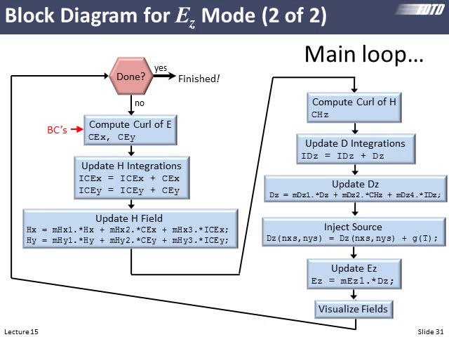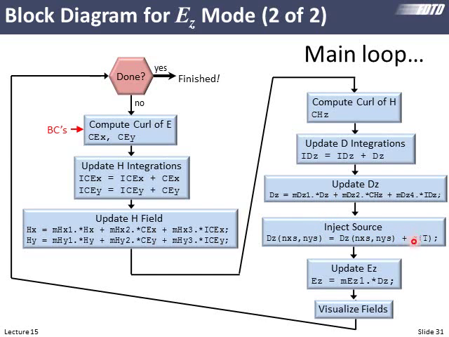So here we go. We iterate over some number of steps. The first thing we'll do is calculate the curl of the electric field. Given that, we can update the integrations where we're integrating the curl terms. Given these integrations, we can update the H field. Given the H field, we're done doing that. Then we can calculate the curl of the H field. Then update integrations for the D field update. Then we update the D field.